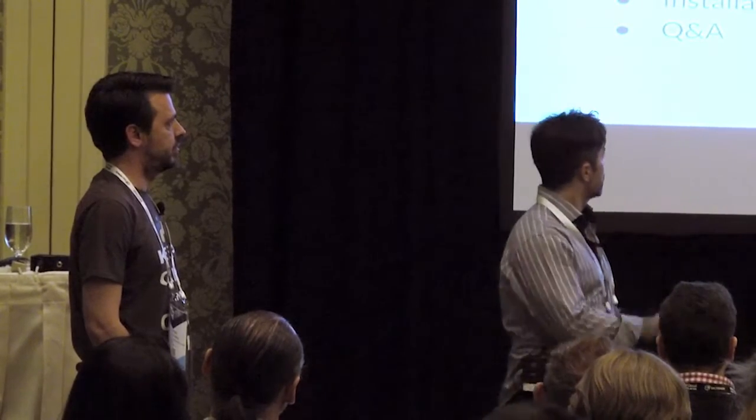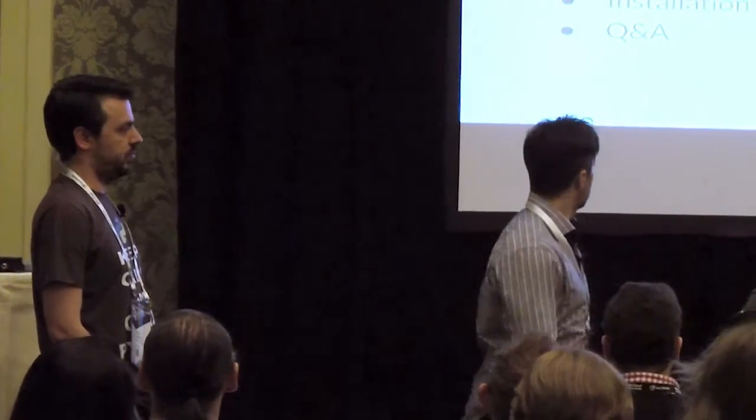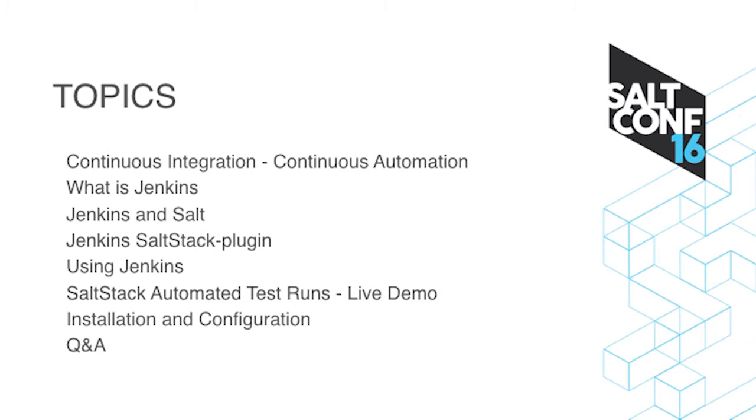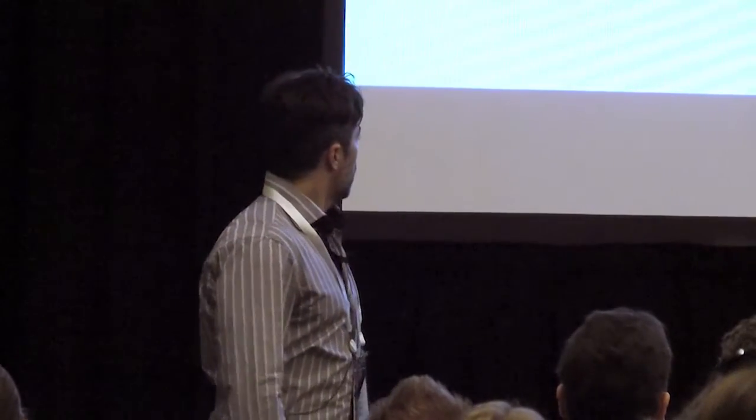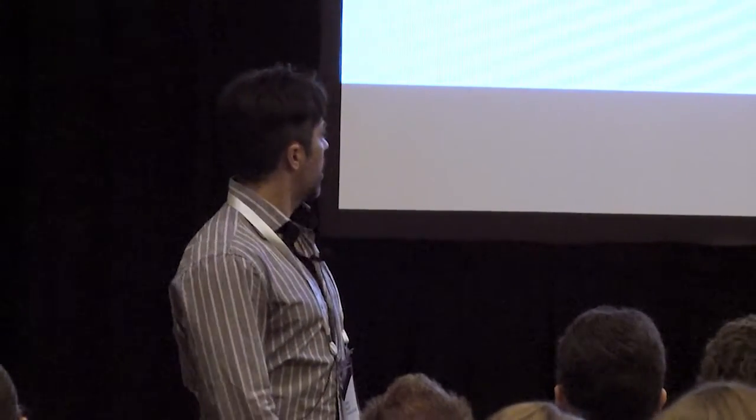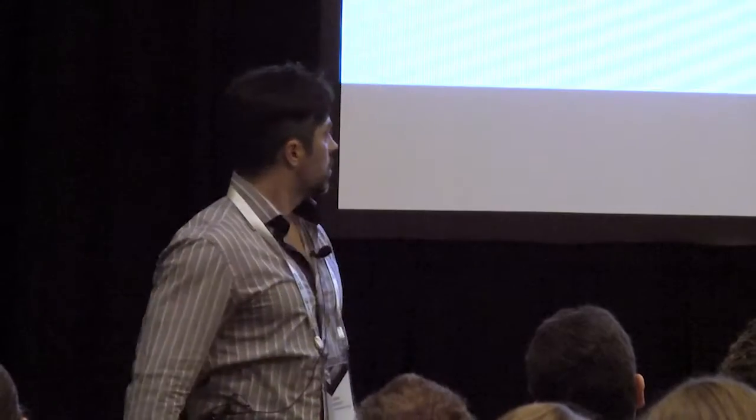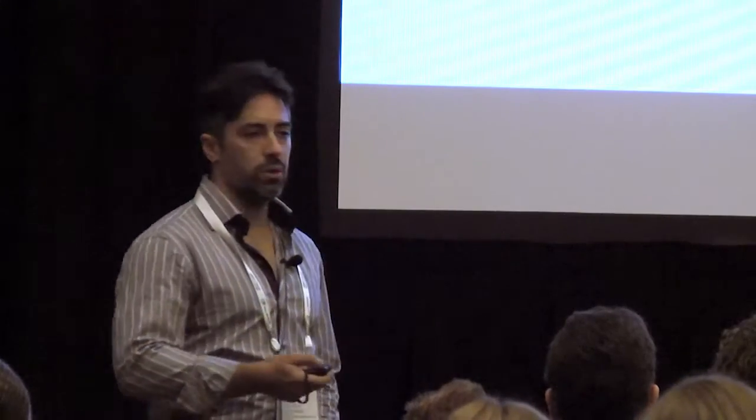So, topics: continuous integration and continuous automation. Some brief concepts. What is Jenkins? How we use Jenkins and Salt. We will talk about the SaltStack plugin for Jenkins. Probably some people don't know about it. There is a plugin for Salt, which is really useful. Again, Pedro is going to do a live demo. And at the end of the session, I'm going to show some installation and configuration notes. And finally, a Q&A.